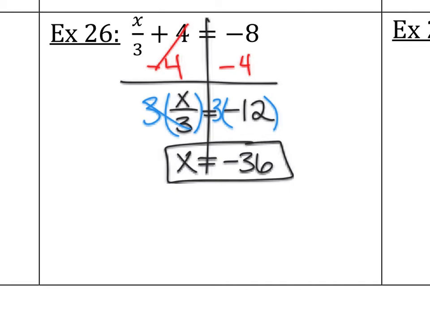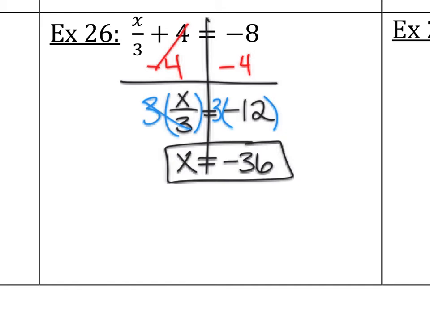What did I do in blue now? I multiplied. Why did I choose to multiply? Yeah, no, great. This is already divided by. X divided by 3. The inverse of divided by is to multiply. So I multiplied both sides by 3, which got rid of that denominator. And I ended up with the solution x equal to negative 36. Okay, cool. Great. Let's go on to examples 27 and 28.